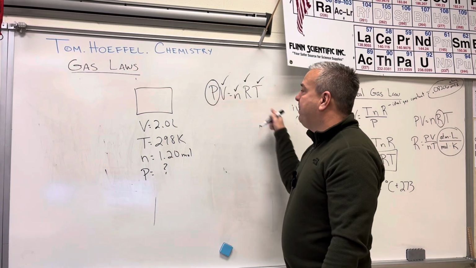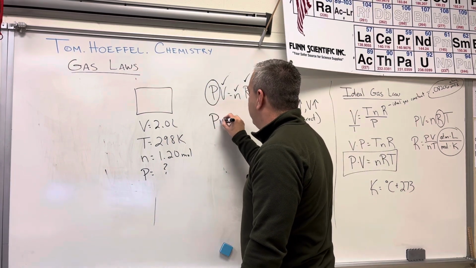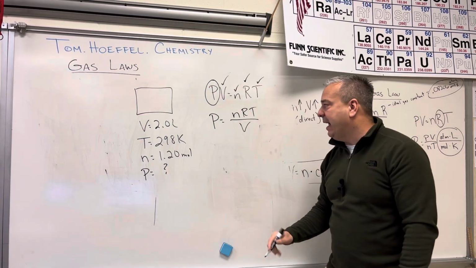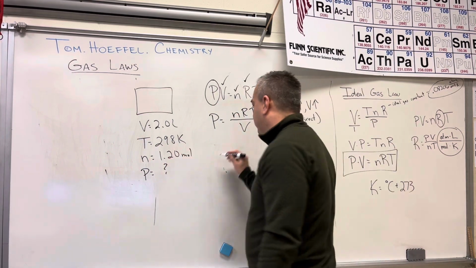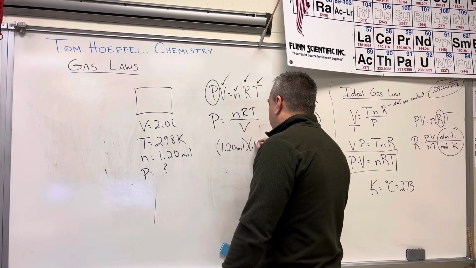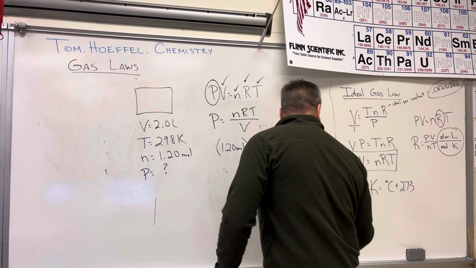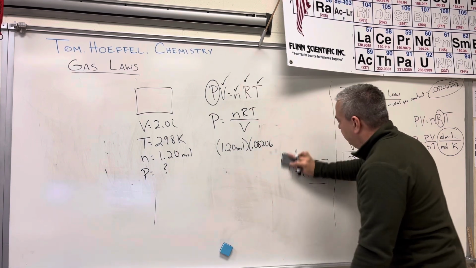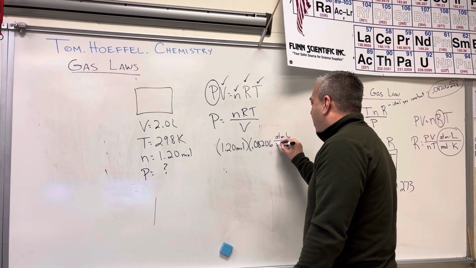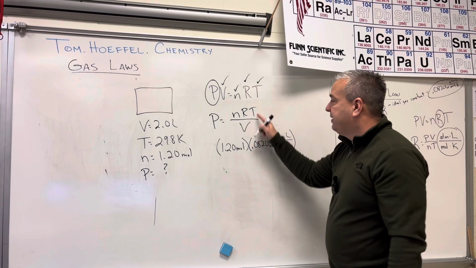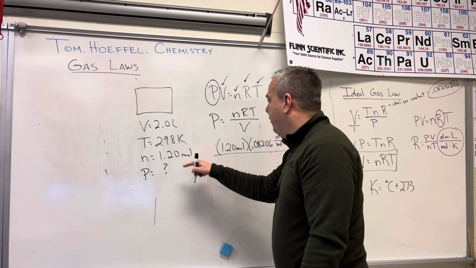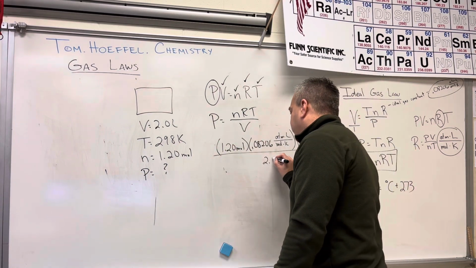So I'm going to divide by V on both sides. So pressure is going to be nRT over V. The moles is going to be equal to 1.20. The R is 0.08206. And remember, that is ATM liters over mole Kelvin times the temperature, which is 298 Kelvin, all over my volume, which is going to be 2 liters.